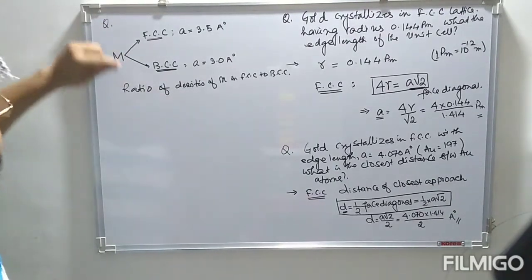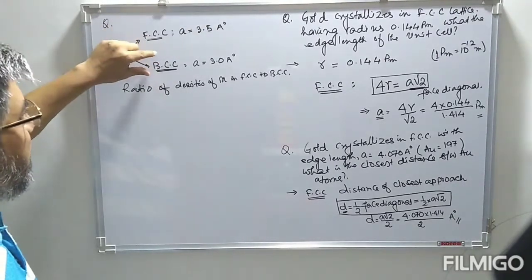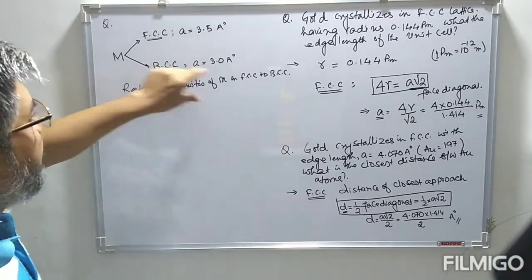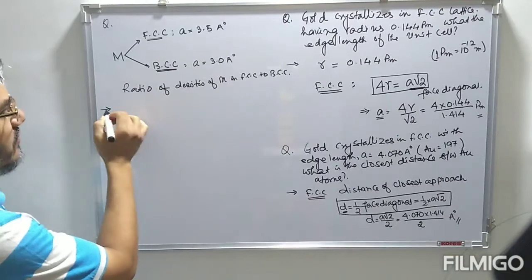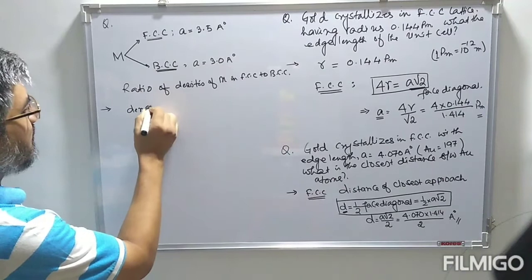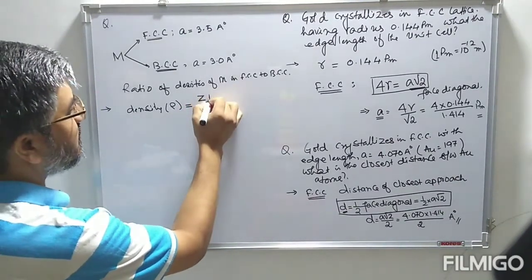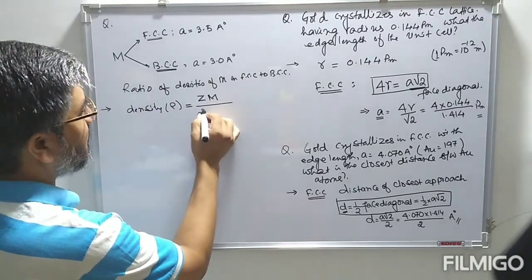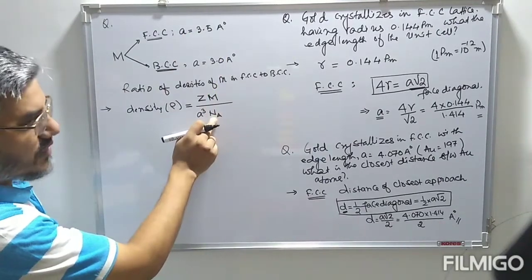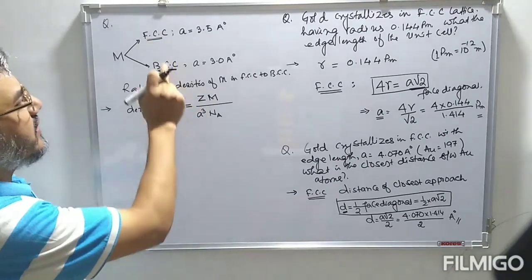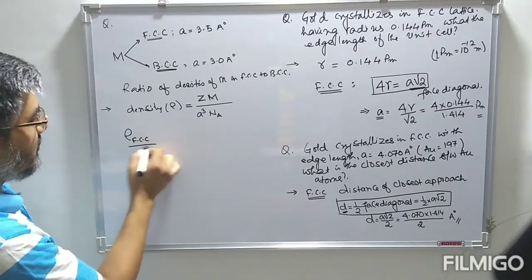So the crystal lattices are given. One is FCC lattice, the other one is BCC lattice. Edge length of FCC is 3.5 angstrom. Edge length of BCC is 3 angstrom. Then we have to find the ratio of densities. Since the question revolves around density, we have to use the formula of density. Density rho is equal to Z, the effective number of atoms per unit cell, times molecular mass, divided by a cubed times Avogadro number. Here the Avogadro number is a constant. For FCC and BCC, we have to find the values of Z. Therefore we get the density of the metal in FCC to that of BCC.